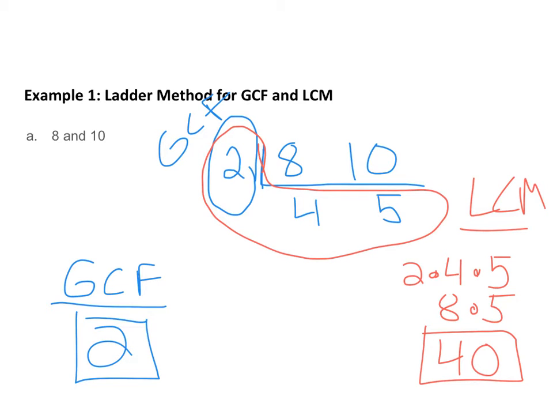Some of you may be looking at those numbers and realize the greatest common factor that you can divide by is 2 from the start. Or some of you may just know your multiples well enough to look at 8 and 10 and say, okay, if I just do 10, 20, 30, 40, that's the first one, 8 as well. But if you don't see those numbers come to you right away, this ladder method will work. So let's look at a few more of this ladder method.